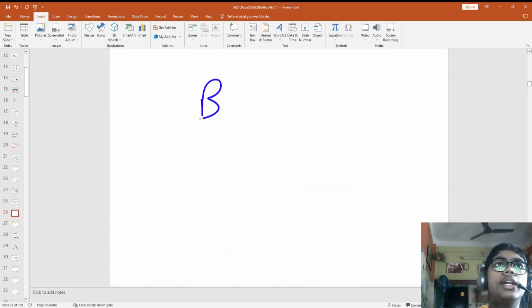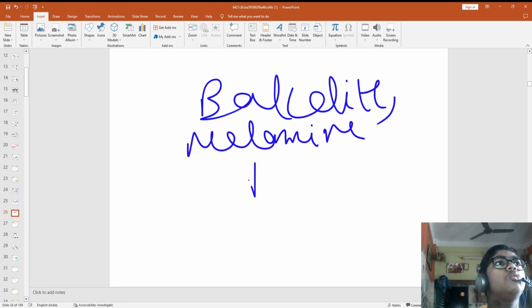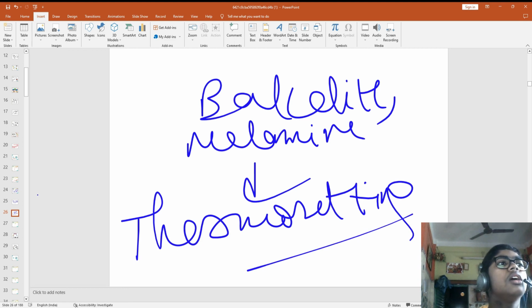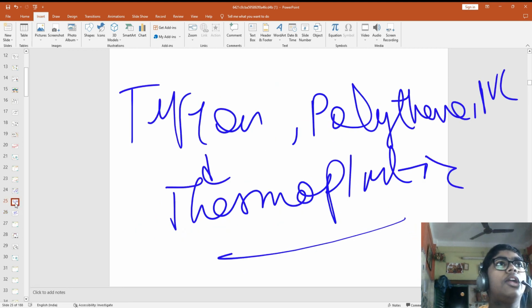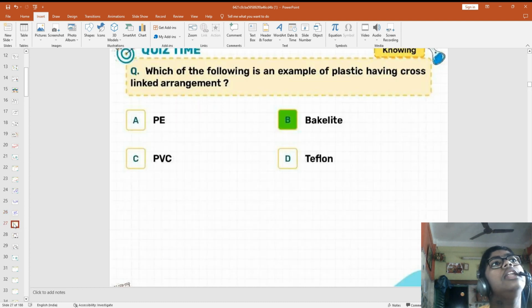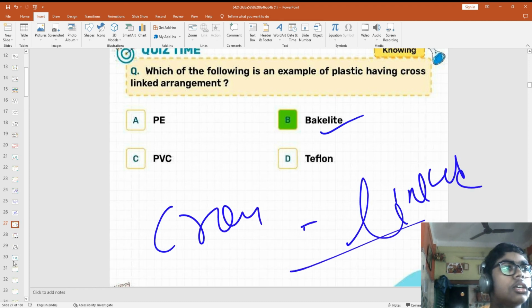Bakelite and melamine. Remember the two names, bakelite and melamine, are the two types of thermosetting plastic. Okay, so thermoplastics are Teflon, polythene, PVC, and thermosetting plastics are bakelite and melamine. So bakelite will have a cross-linked arrangement. Why? Because it is a thermosetting plastic.